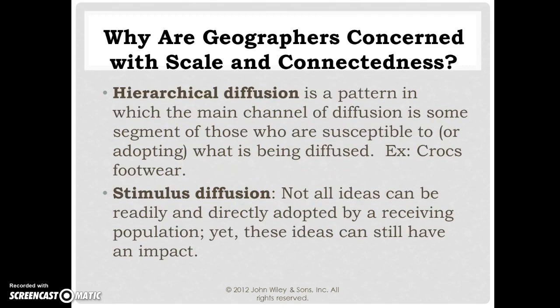Hierarchical diffusion, on the other hand, is a pattern in which the diffusion occurs through some segment or some group who are susceptible to adopting what is being diffused. So you could think of this as Crocs, the guys who wrote this slideshow. Croc shoes start out and they spread first to people who work maybe outdoors, right, gardeners and things like that, who need comfortable shoes.